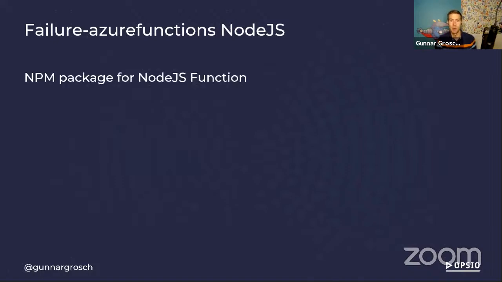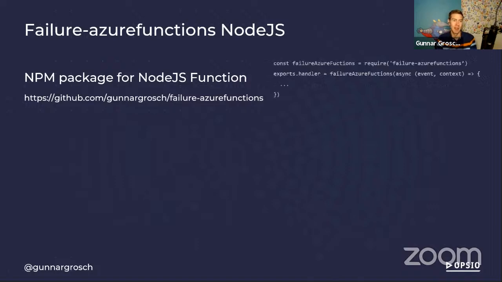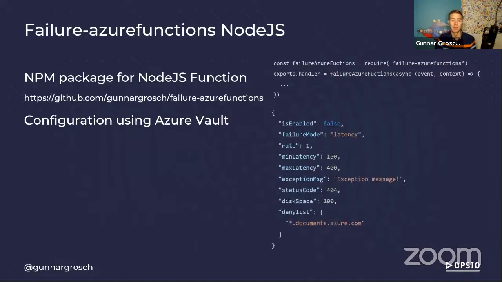It's an NPM package for Node.js functions, available on GitHub. So please help contribute to that and create new failure modes. It's basically a wrapper for your Azure functions, where you wrap your handler and then are able to inject failure into it. And we configure it using Azure Vault. So we store a secret in Azure Vault, which contains basically JSON with the configuration. So by updating that, we're able to enable, disable, and choose the different failure modes and so on.